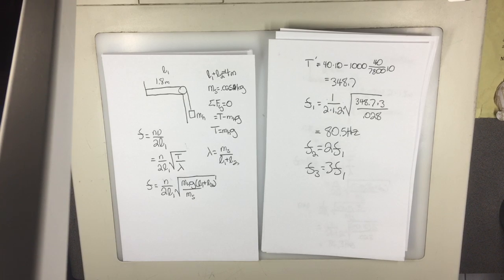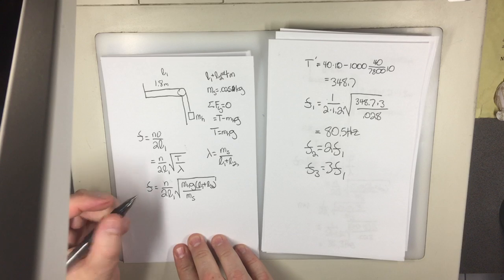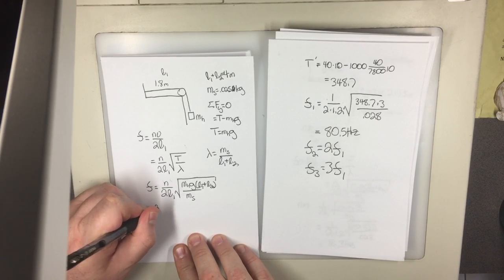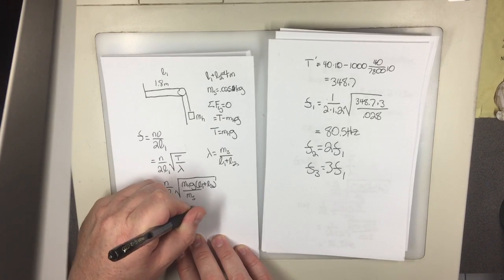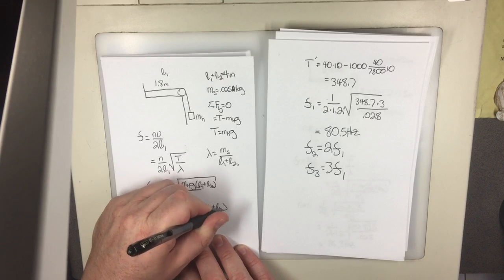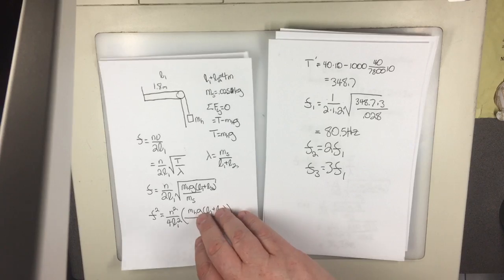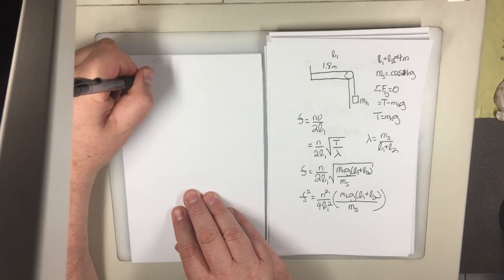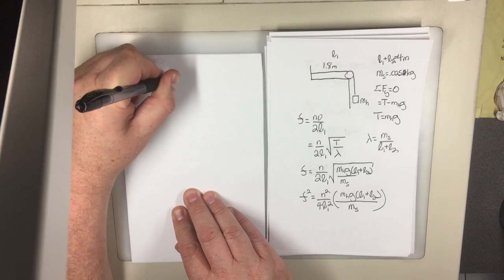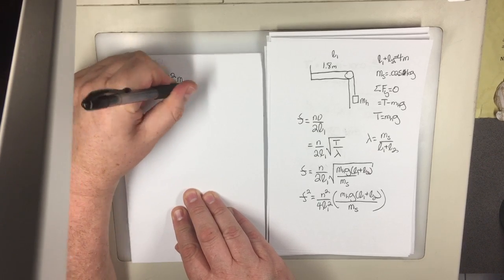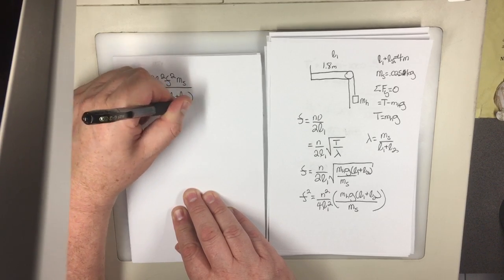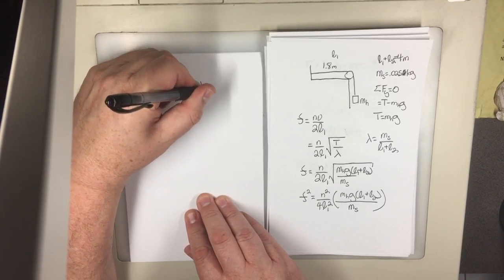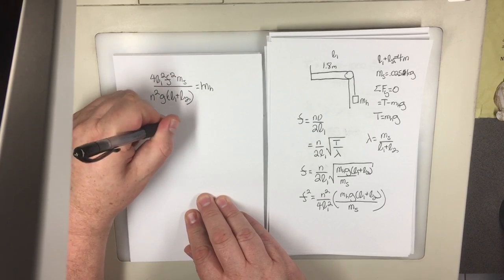And I get this. I have everything with the exception of the hanging mass, so we're going to find out what that is. Solve for hanging mass, square everything, and then solve for hanging mass. So this becomes 4, 1.8 squared.